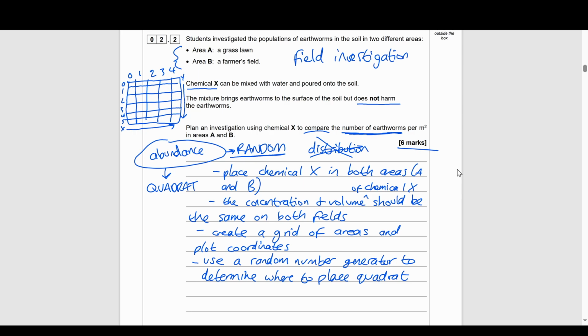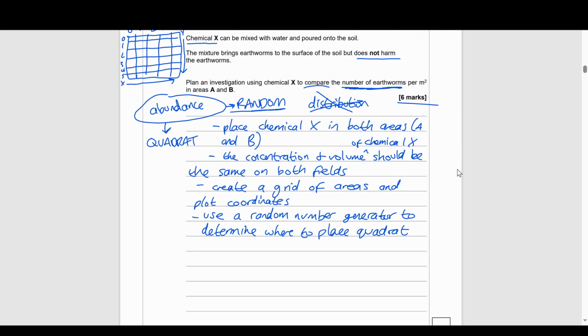Remember, we should not be throwing a quadrat down, so any indication of trying to throw a quadrat over our shoulder should not be discussed. It's better to discuss this type of method using a random number generator.